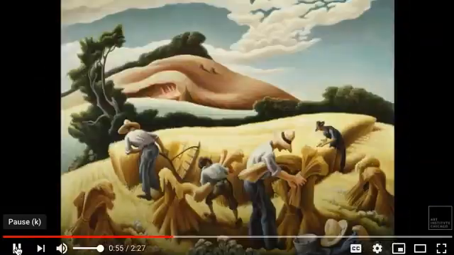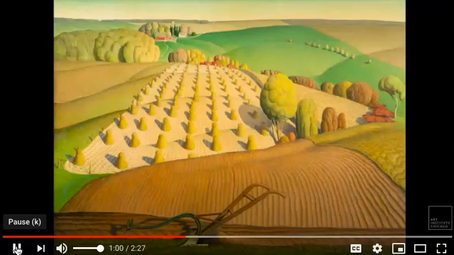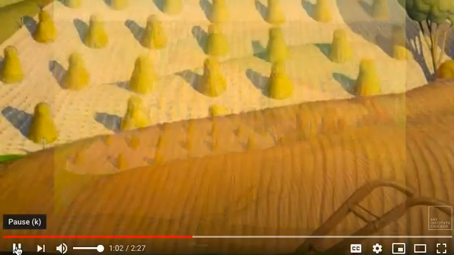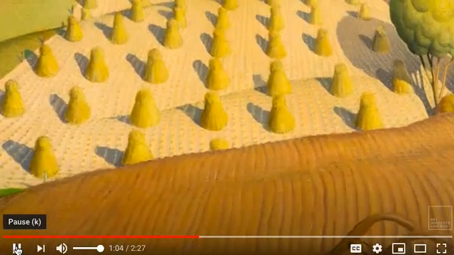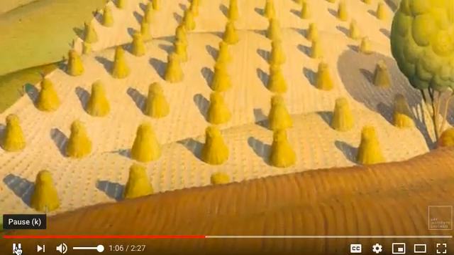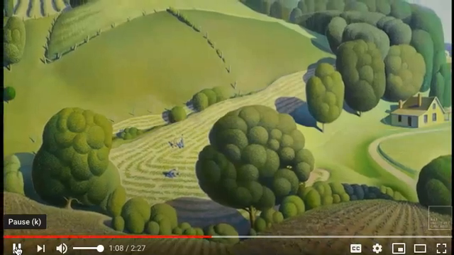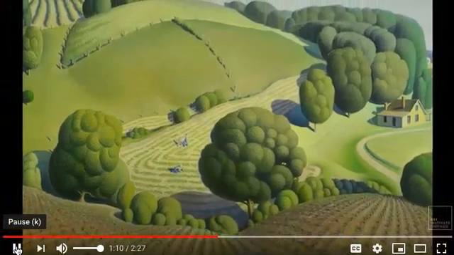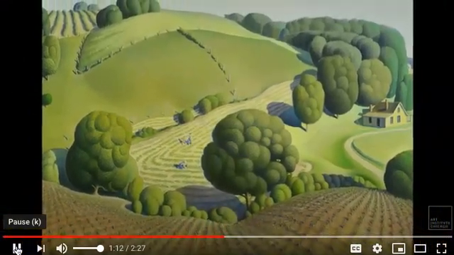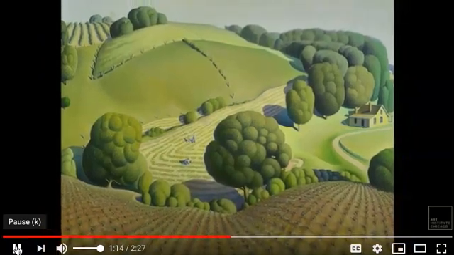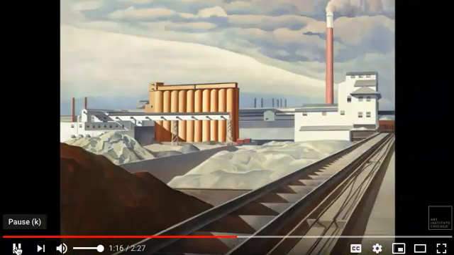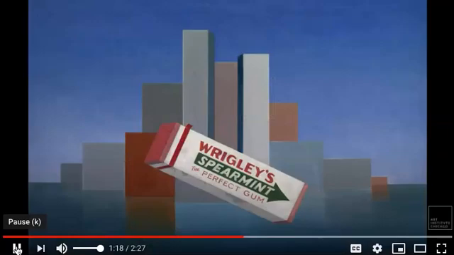The regionalists, Thomas Hart Benton, John Steuart Curry, Grant Wood, all painted Midwestern scenes to revive the past and make that the American future. Well, that was impossible. After the 1920 census showed that we were no longer a nation of small farmers, we were an industrialized nation. More people lived in cities than lived in rural areas.